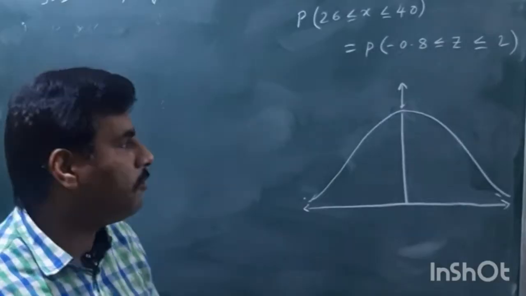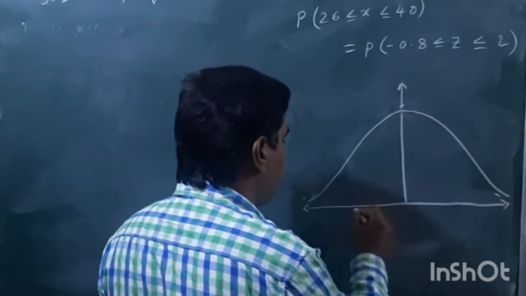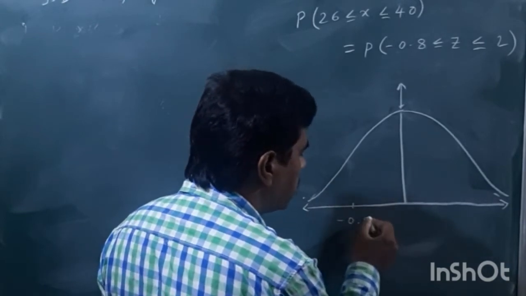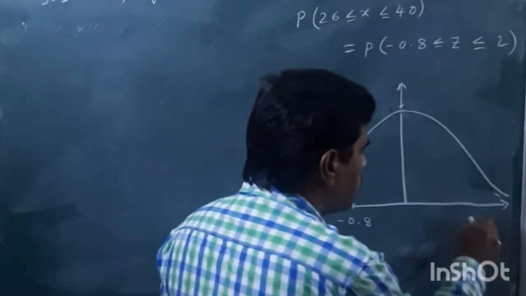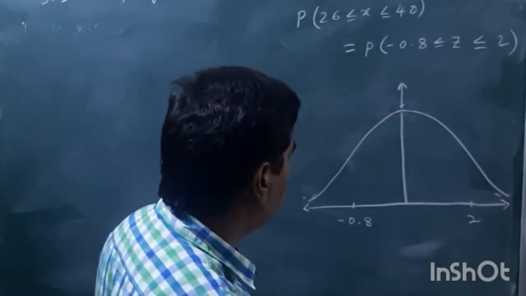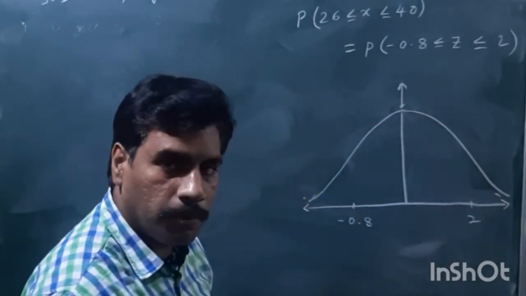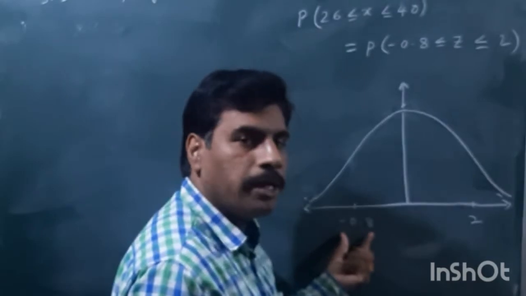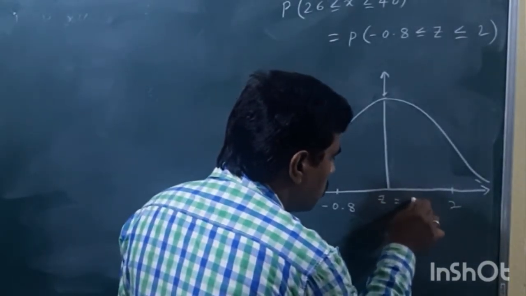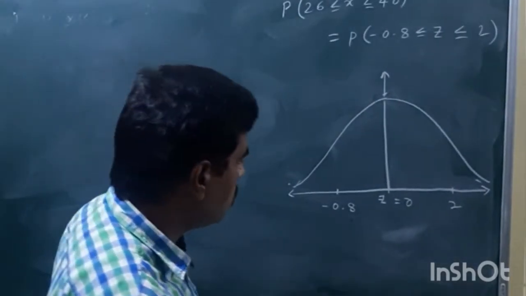Okay, let us identify these 2 points on this graph. Suppose that this is minus 0.8, and this is 2. Therefore we need to find the area under this curve. We have to find the probability between minus 0.8 and 2. Here z is equal to 0, that is, mu, the mean, is equal to 0.